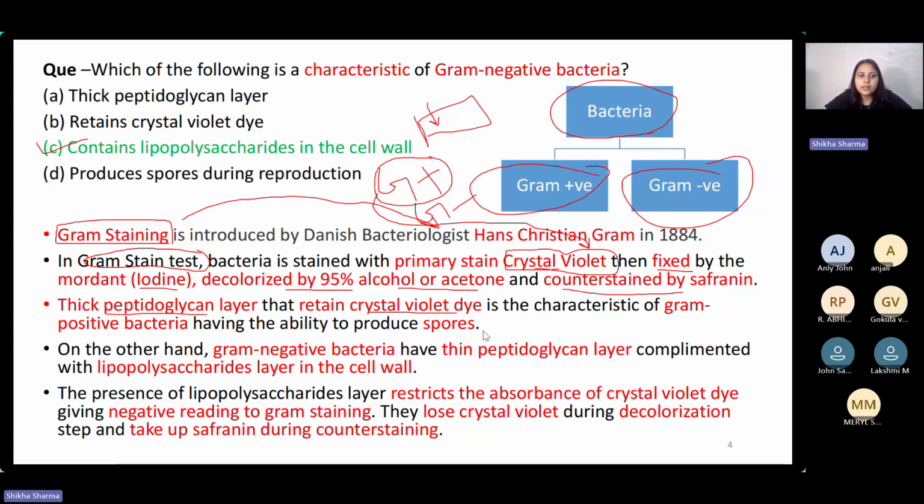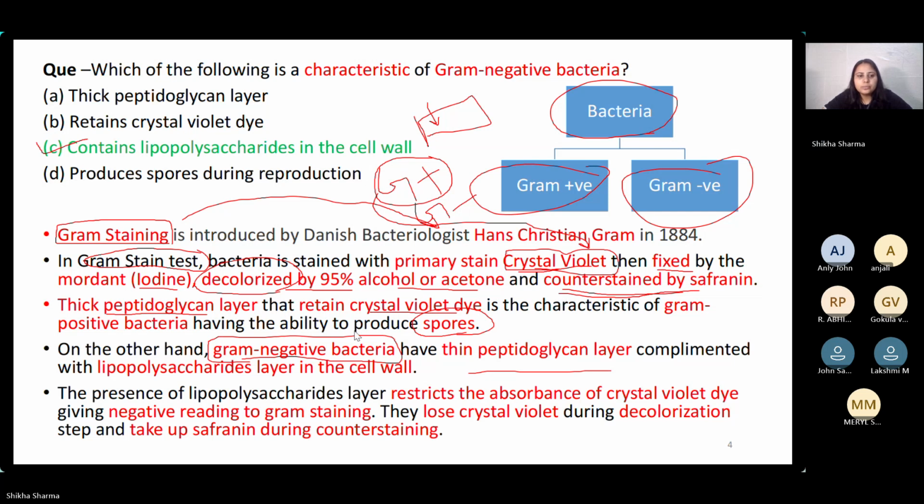This type of bacteria, the gram positive bacteria, also has the ability to form spores, whereas on the other hand the gram negative bacteria will have a thin peptidoglycan layer. Because of that it will not be able to hold the primary stain when we are using the decolorizing agent. Because of the decolorizing agent, that primary stain, which is the crystal violet, will be washed off, and the second stain, which is the counter stain, safranin, will be taken up by this bacteria.